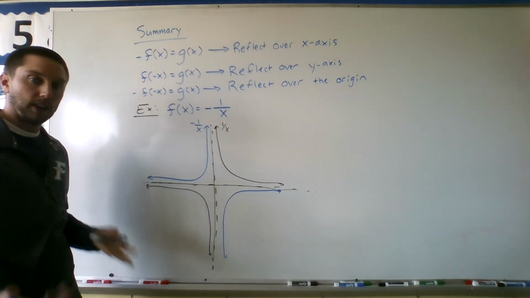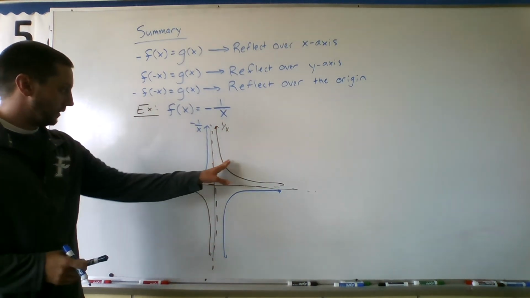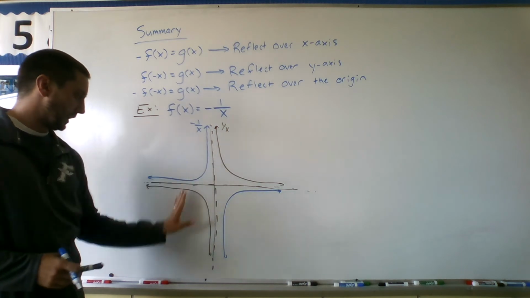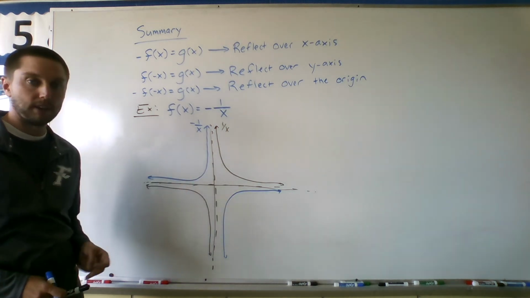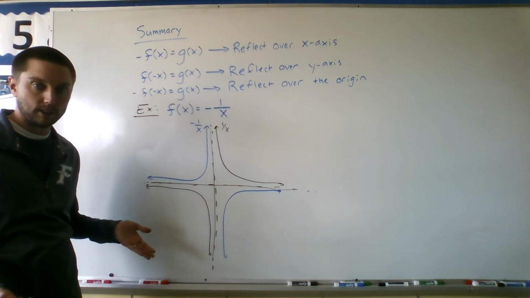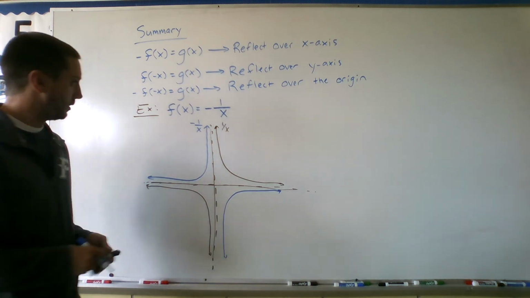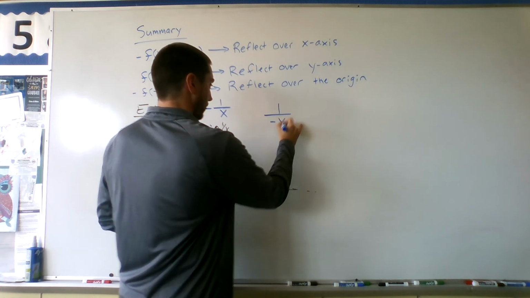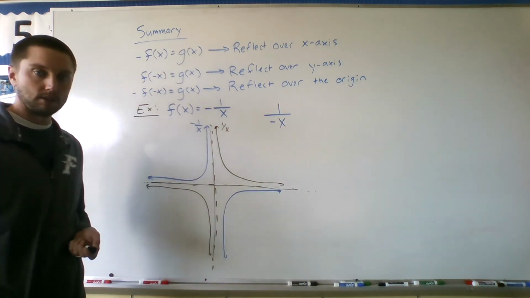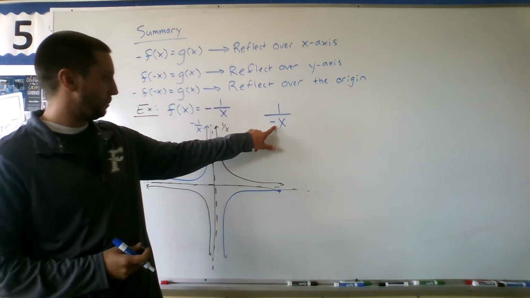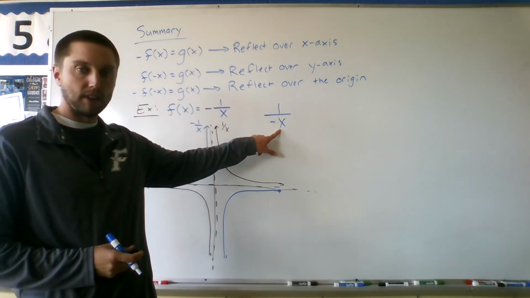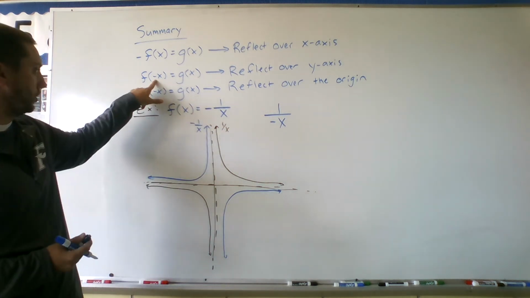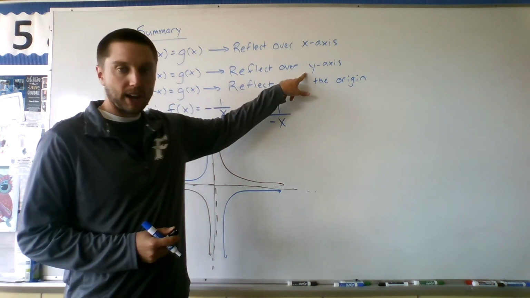Now, you guys may recognize that this blue graph is also the same as if I would have taken the original black graph and reflected it over the y-axis. And why does that work? Well, that's not going to work every time, but if I had 1 over negative x, in this case, this would be the negative right next to the input value, which, according to our notes, would give me a reflection over the y-axis.